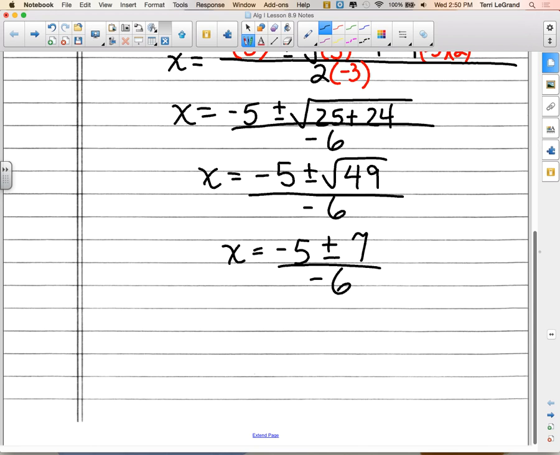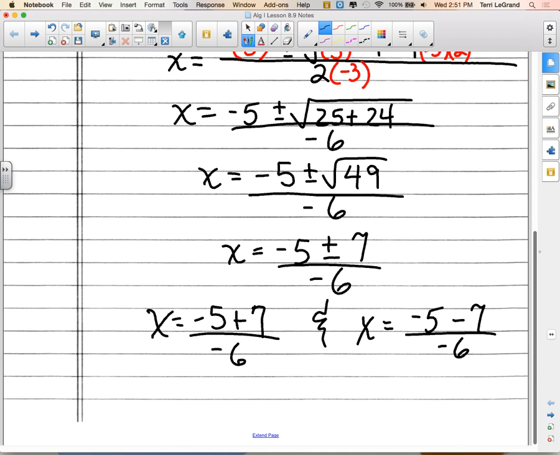And now we're going to break this into 2 problems. Okay? So we have to do x equals negative 5 plus 7. That's going to be one. That's going to provide one of our solutions. And x equals negative 5 subtract 7 divided by negative 6.